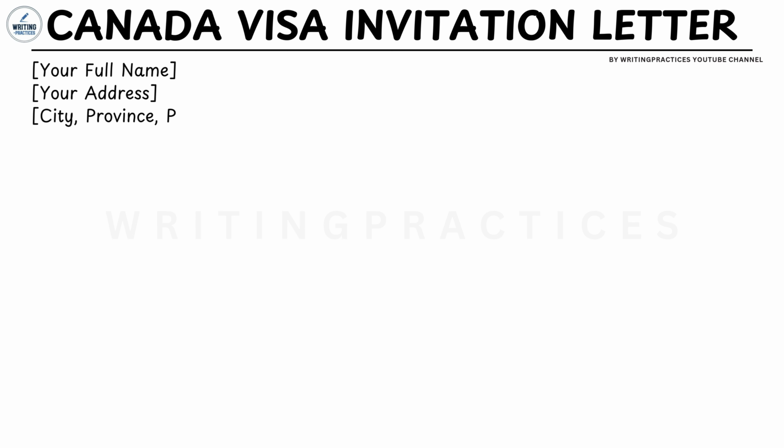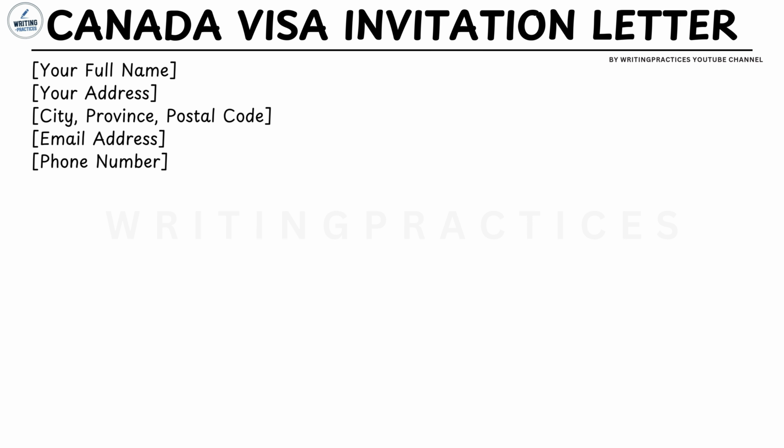1. Your personal information. Begin by providing your full name, address, city, province, postal code, email address, and phone number. This information establishes your identity and location, allowing immigration officials to verify your status in Canada. For example, John Doe, 123 Maple Street, Toronto, Ontario, M1N 2P3. John Doe at example.com, 416-1234567.